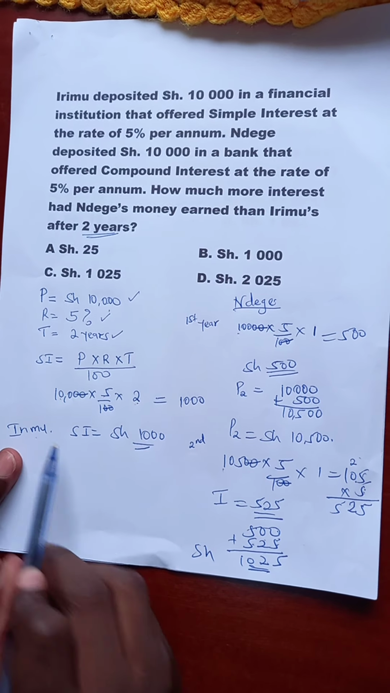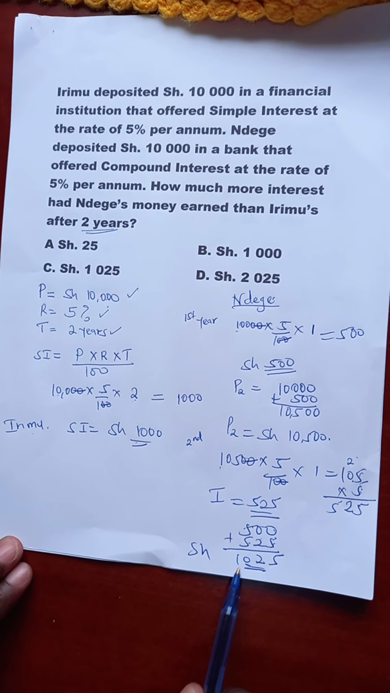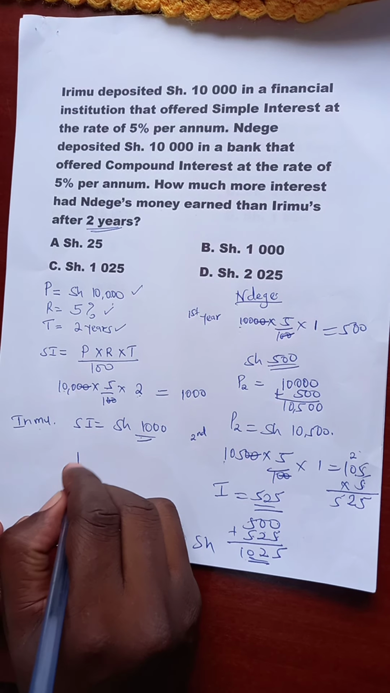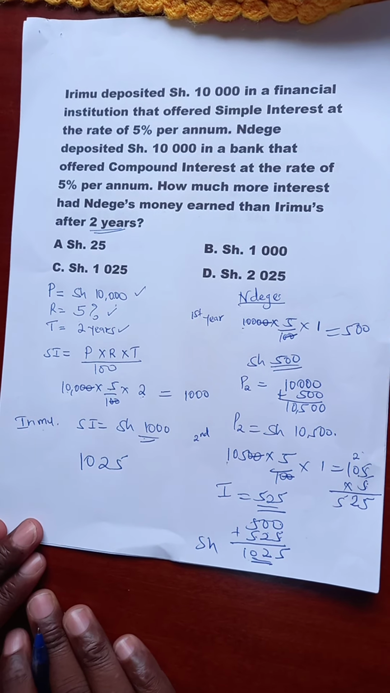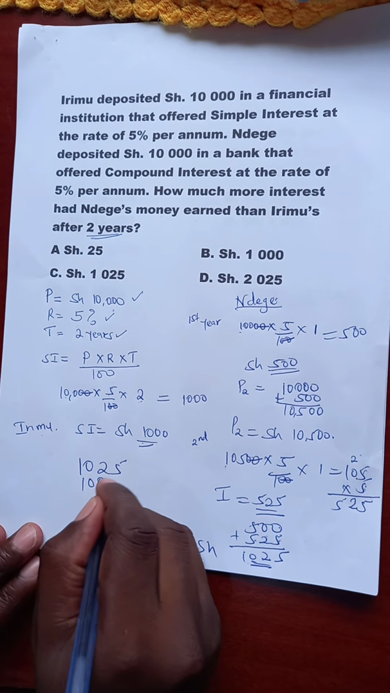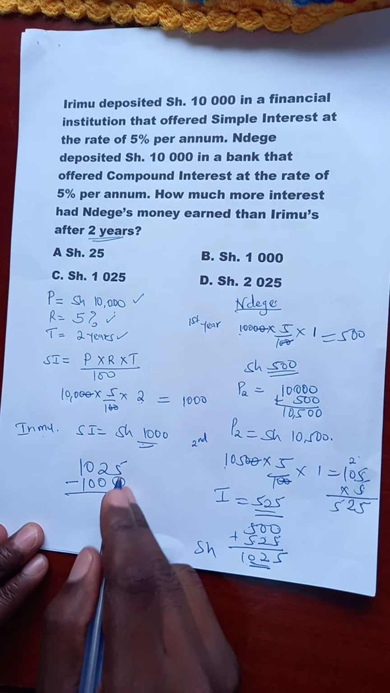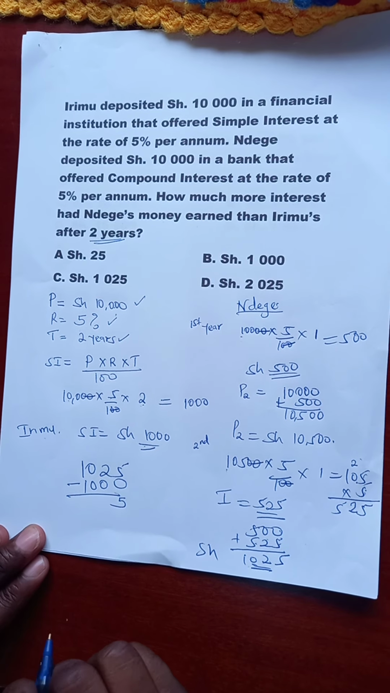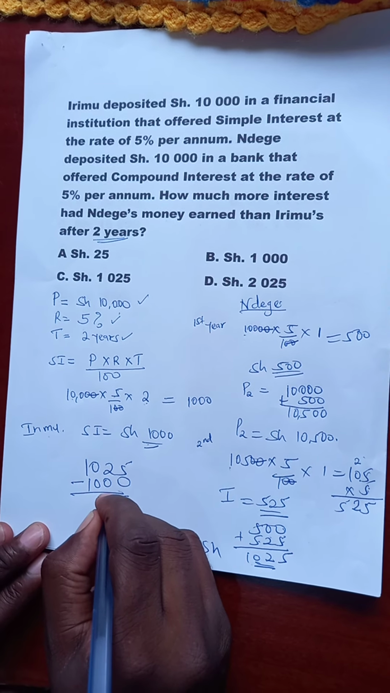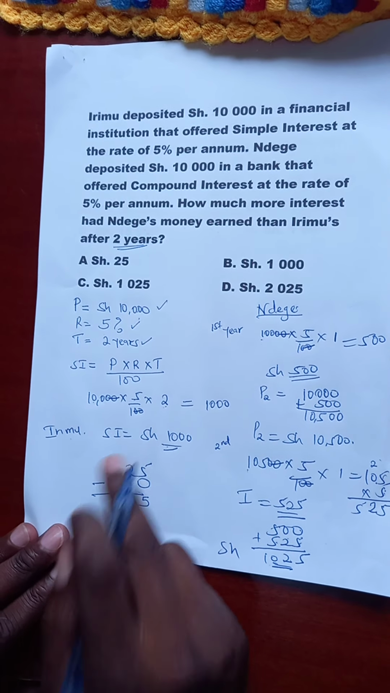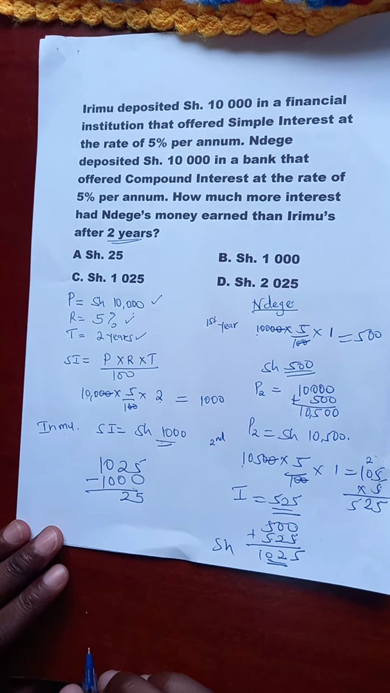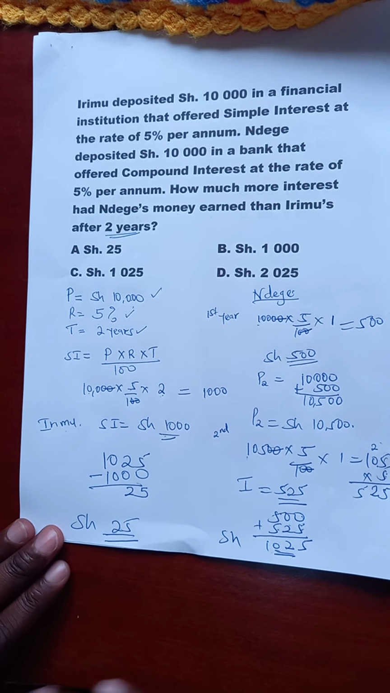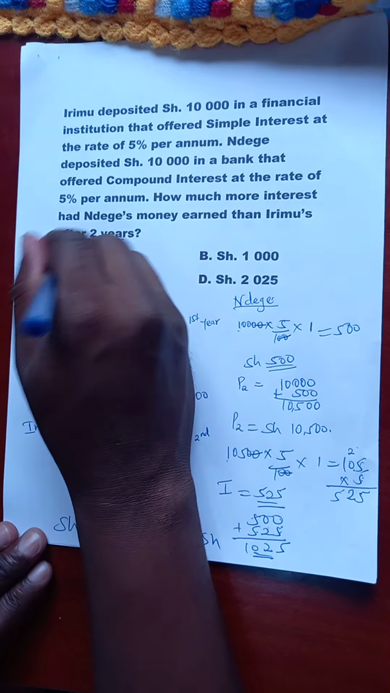The interest of Ilimo was 1,000. For Dege, 1,025. So we subtract 1,025 minus 1,000. 5 minus 0, 5. 2 minus 0, 2. Then 0 minus 0, 0. 1 minus 1, 0. So it was shillings 25 more. So our correct answer will be A.